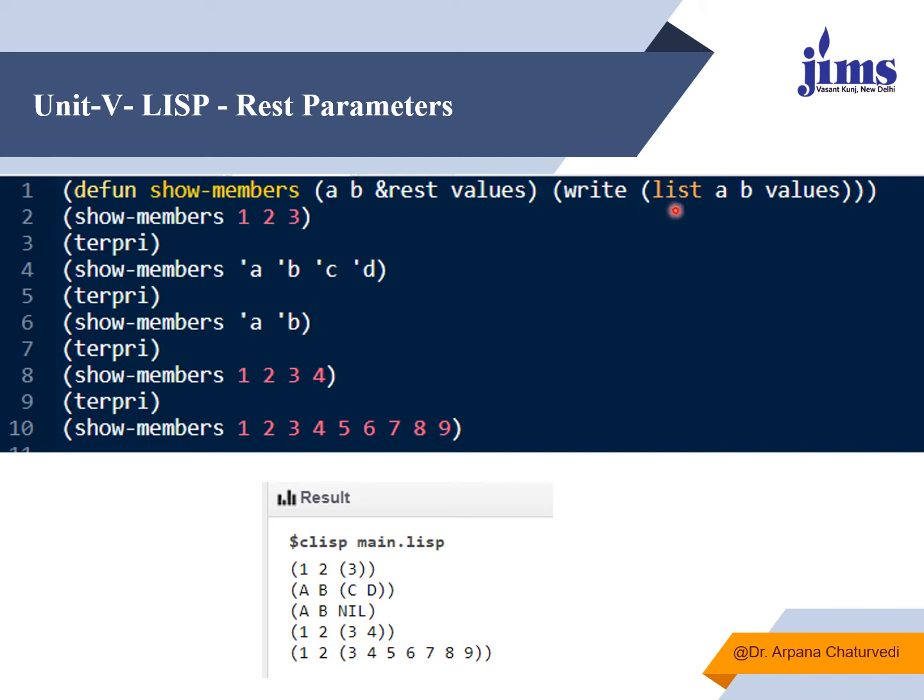And what we are doing, we are writing all the values which are in the list A, B and all the values. So when I say show members 1, 2, 3, you have to be very clear about this thing. This 1 will go to A, 2 will go to B, and this 3 will go to this list of all the rest of the values. That is why when you see the output, this 1, 2 is lying within the main parenthesis and 3 is coming within parenthesis because it is a part of values. It is a part of a list which is pointing to all the rest of the arguments which will be passed by the user while calling a function.